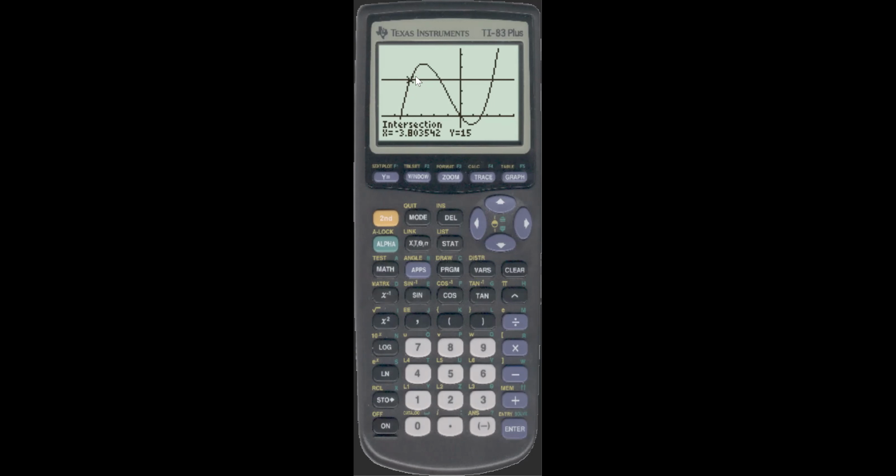I got negative 3.7. Well, maybe there's something on yours. X cubed plus 3x squared minus 7x. Yeah, I mean, check that these are the same, if there's anything off with these. Yeah, it's the same.